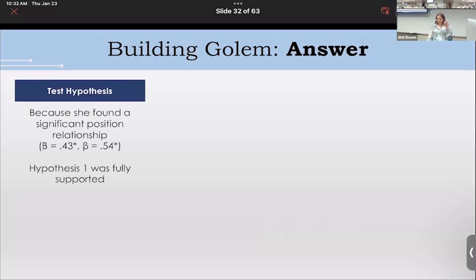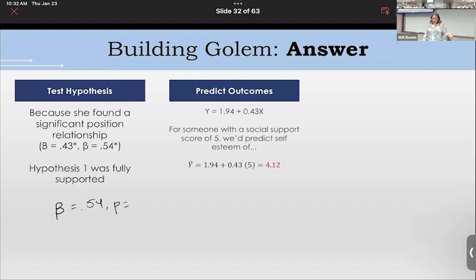Cool. Now let's answer the question. Because she found a significant, positive relationship, hypothesis 1 was fully supported. Usually in a manuscript I would use the beta and the actual p-value, and I can use it to predict outcomes. For someone with a social support score of 5, all I have to do is plug in the 5. I use the hat over the y because that's predicted y, not actual y. I predict them to have a self-esteem score of 4.12.